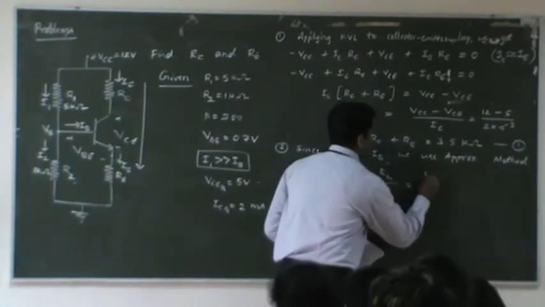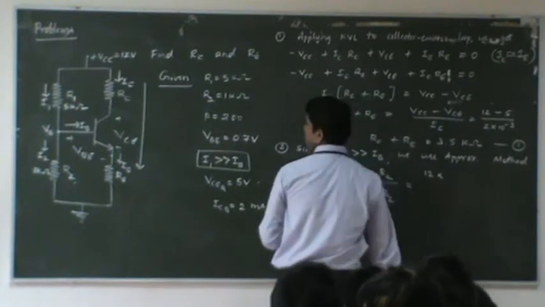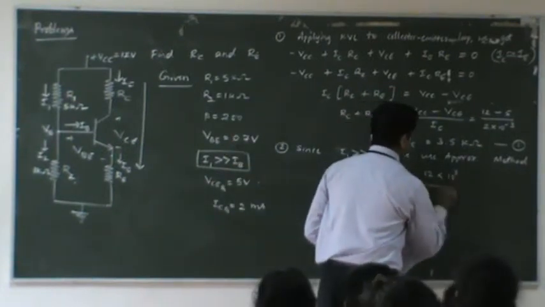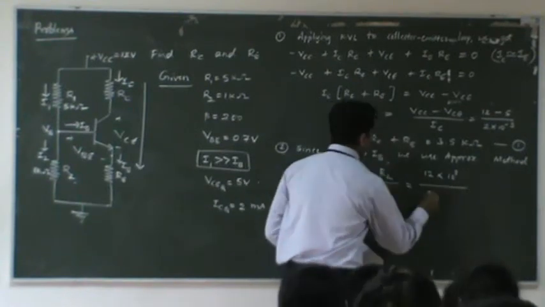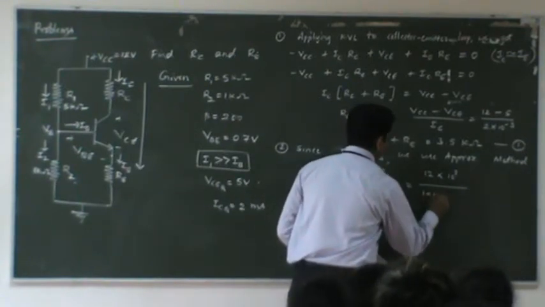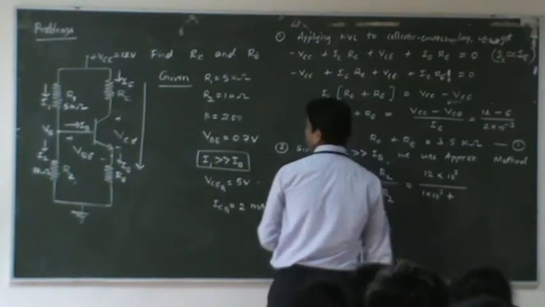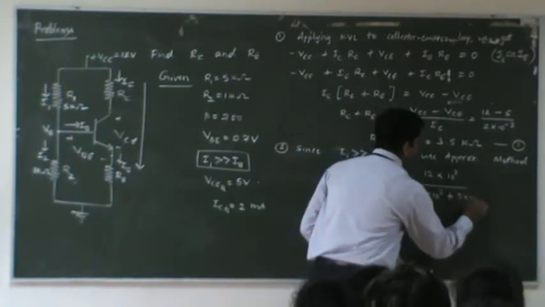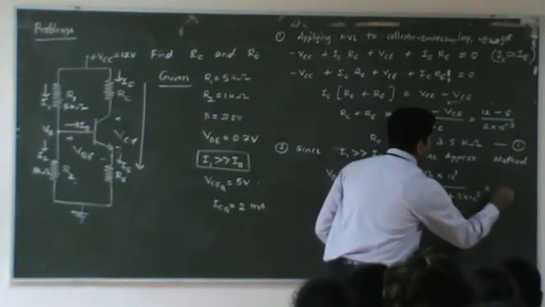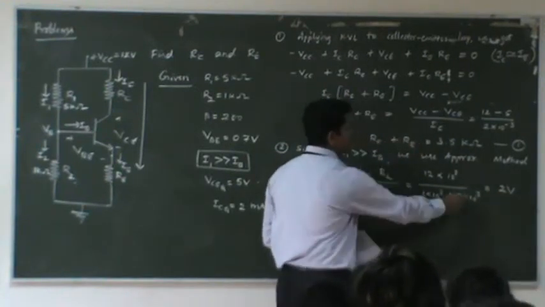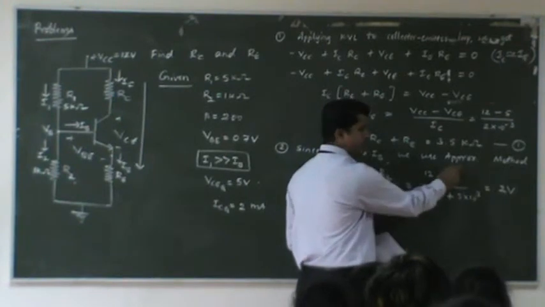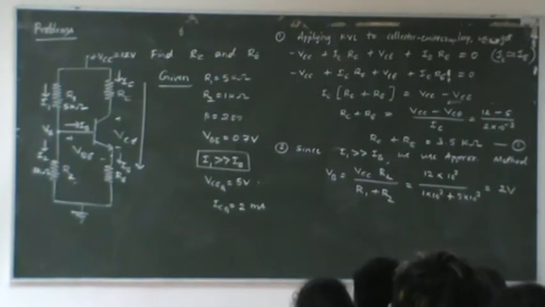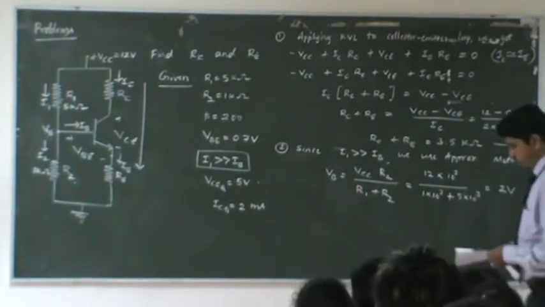So it is 12 volts into R2, which is given as 1 kilo ohm, that is 10 power 3, divided by R1 plus R2. That means 1 into 10 power 3 is the R2 value, and R1 is 5 into 10 power 3. The value is 2 volts, right? Because here 5 plus 1 is 6, and this 10 power 3 cancels with this. 12 divided by 6 is 2 volts. So VB is equal to 2 volts.